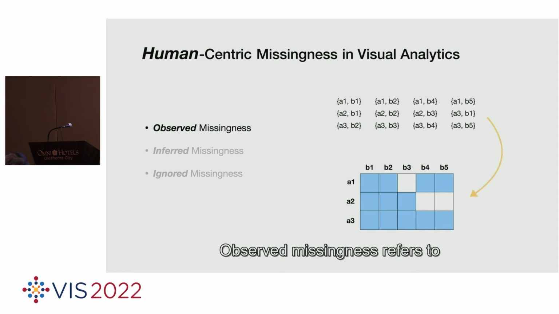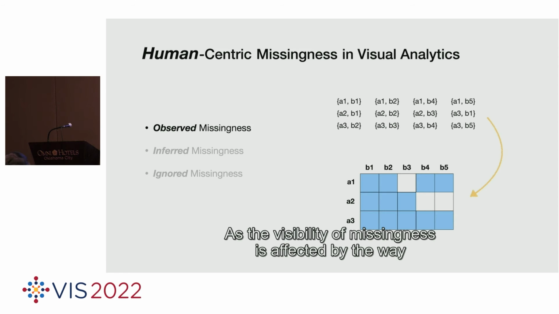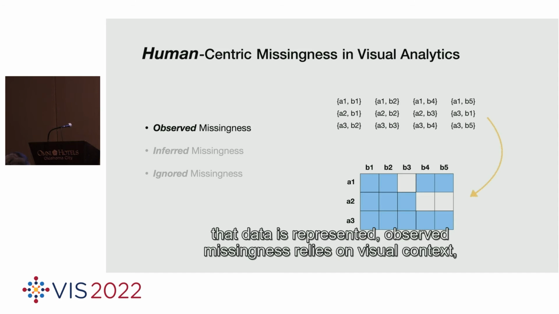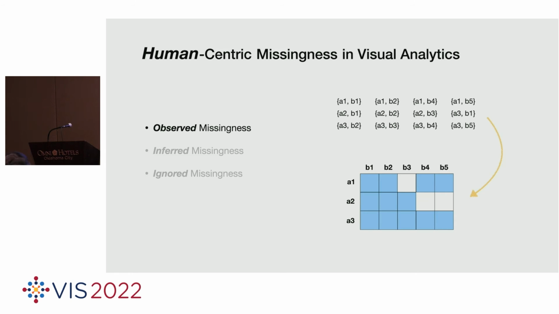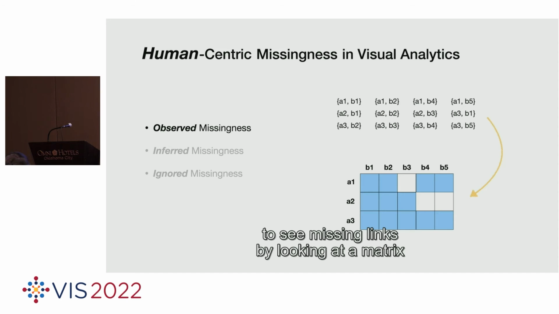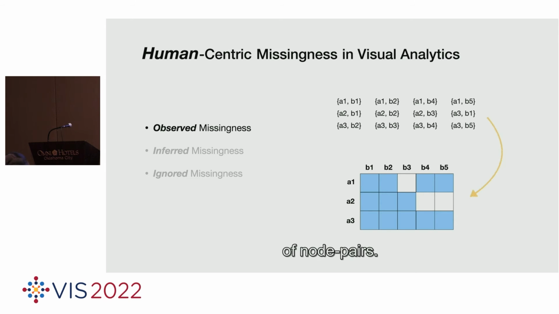Observed missingness refers to that user can directly perceive missingness. As the visibility of missingness is affected by the way that data is represented, observed missingness relies on visual context in which data is encoded by certain visualizations. For example, it is easier for a user to see missing links by looking at a matrix than checking the same data displayed as a list of node pairs.